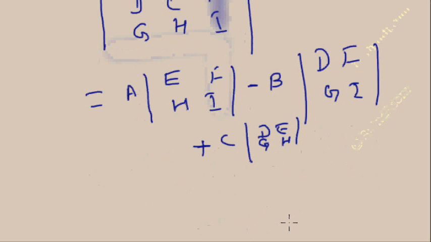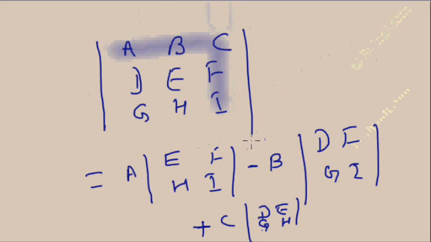So in this way you will get the values. What is the value of this? EI minus FH. What is the value of this? DI minus FG. What is the value of this? DH minus EG. So in this way you can calculate the determinant values.